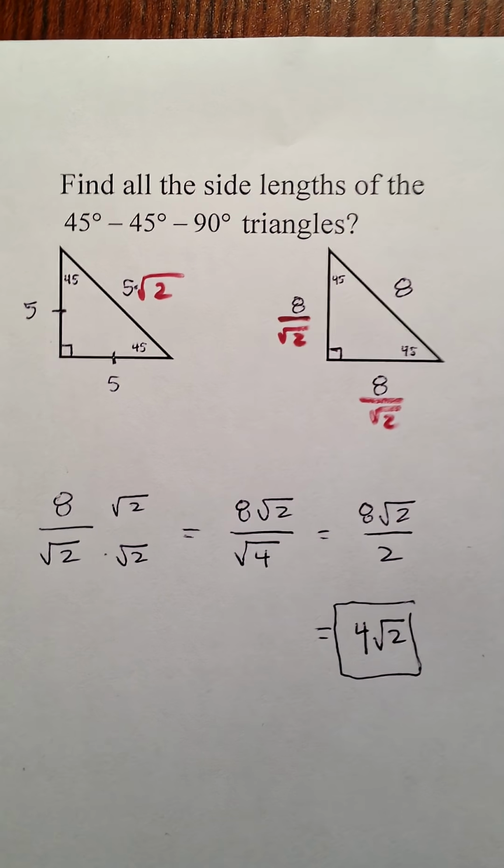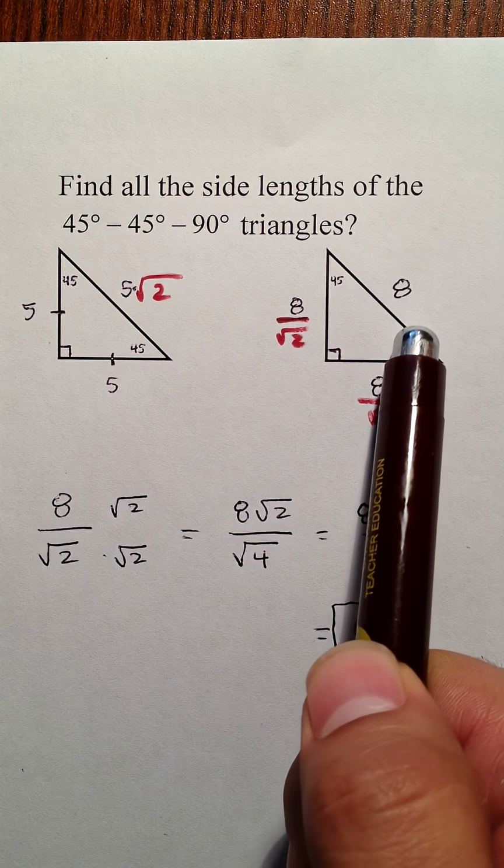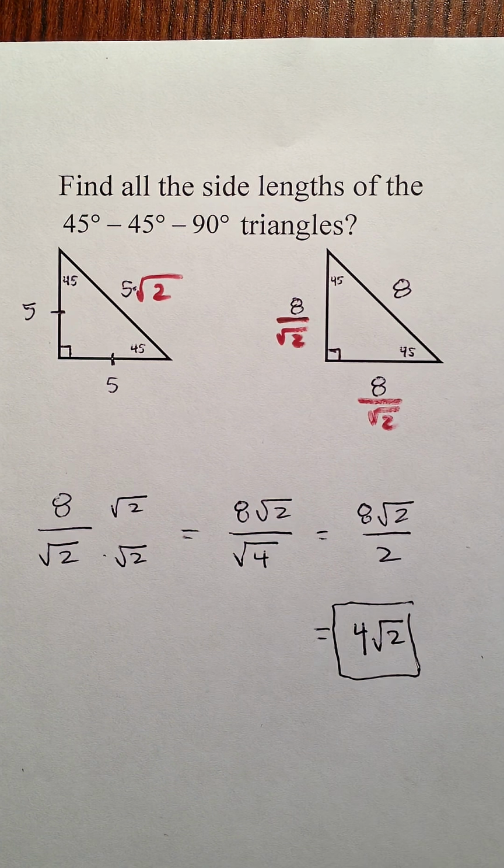I recommend you practice problems. Give yourselves these sides, multiply by radical 2. Give yourself the hypotenuse, divide by radical 2. Some of your answers will turn out nicer, some of them will have fractions, but again, this is exactly what you're doing in order to find all the side lengths of a 45, 45, 90 triangle.